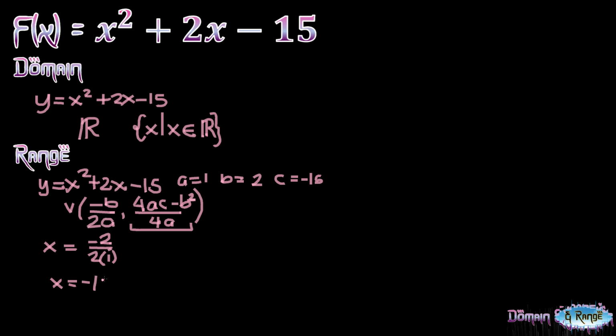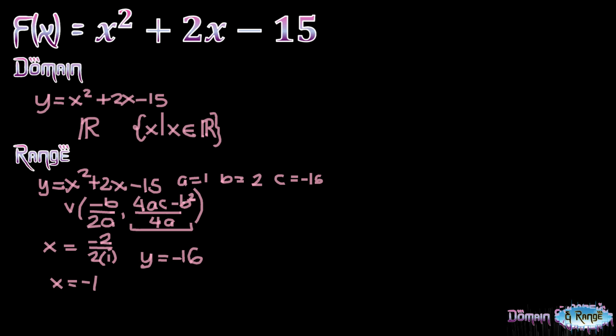Now, let's use this and substitute into our function. The square of negative 1 is positive 1. 2 times negative 1 is negative 2. So 1 minus 2 is negative 1, minus 15. You will get a value of y, which is negative 16. Again, you might want to check that using this formula as well. 4 times 1 times negative 15 is negative 60, right? Minus b squared, which is 2 squared, so minus 64.